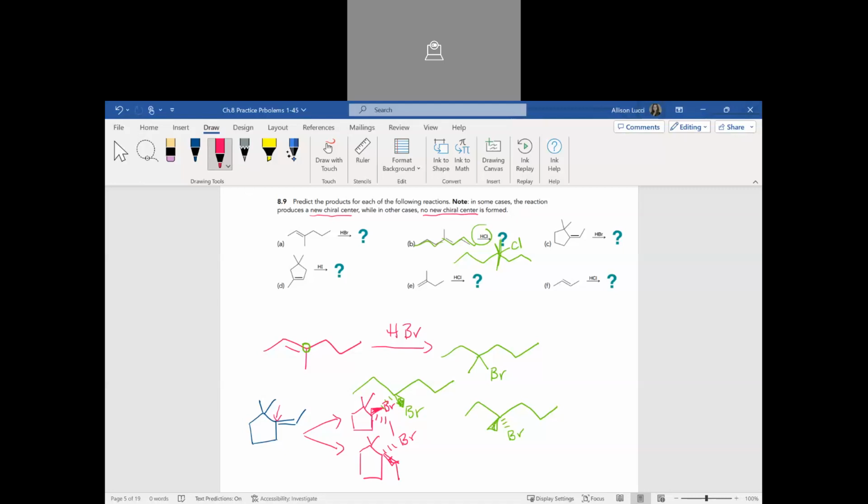And for the remaining problems, we're going to see that D and F will also create some chiral centers, but in the case of E, we would not have a chiral center. I'll give you that hint and see if you can finish D, E, and F on your own.